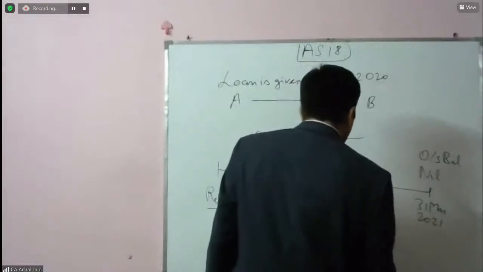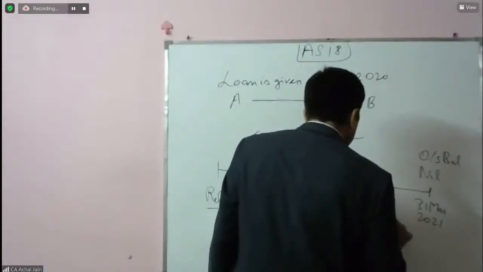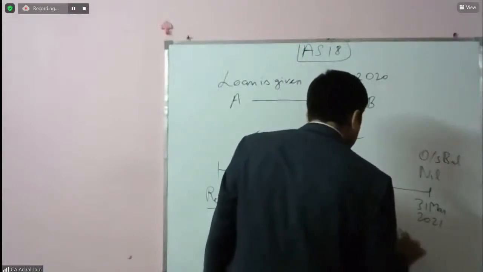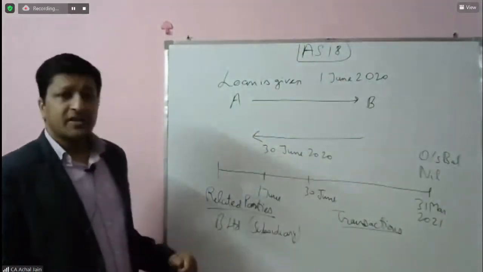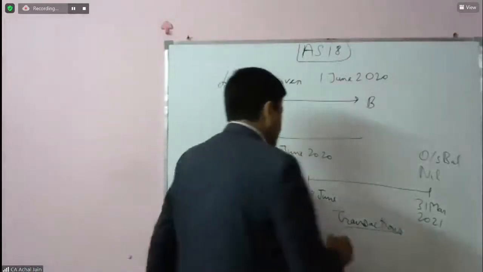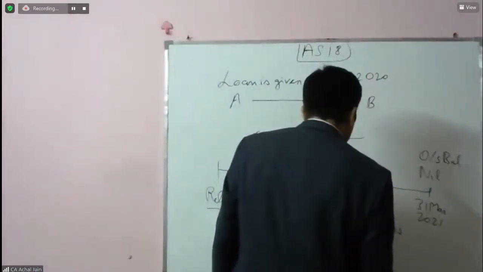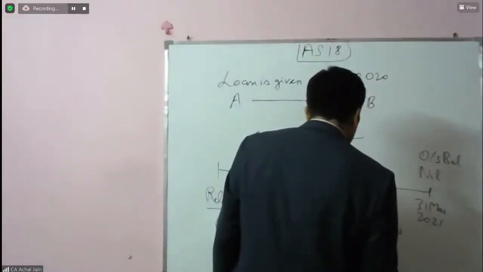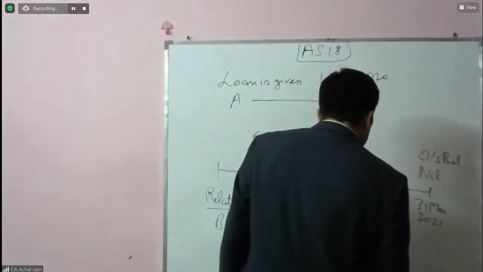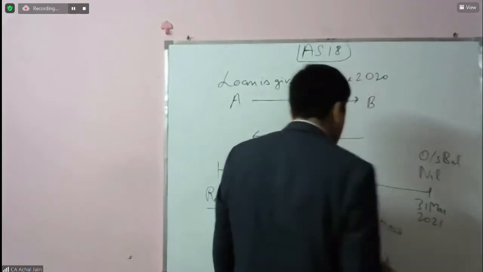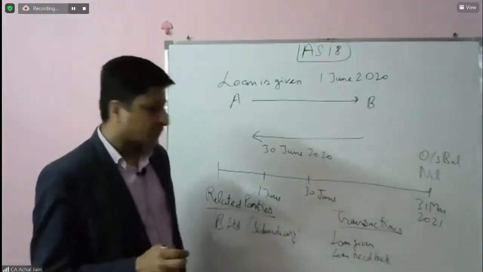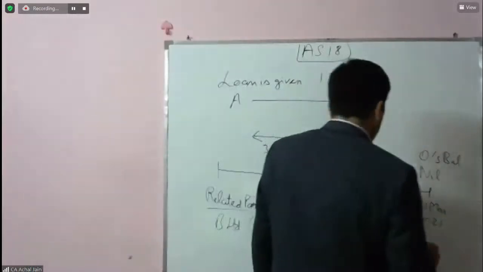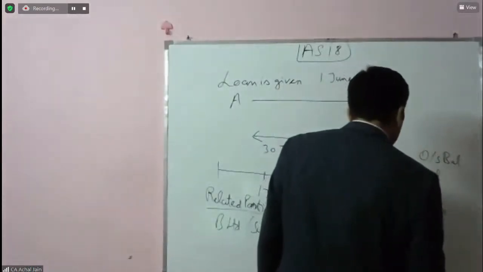Second thing will be about the disclosure of transactions. Now, in relation to transactions, A Limited will disclose loan given, then loan received back. Okay, so two transactions will be disclosed with the dates, of course, and this will be in respect of B.